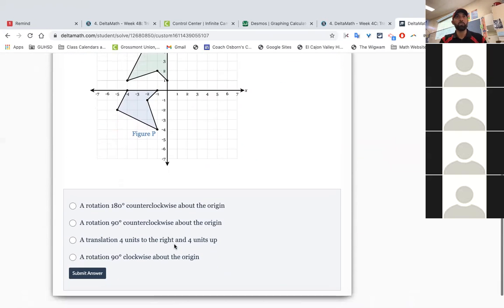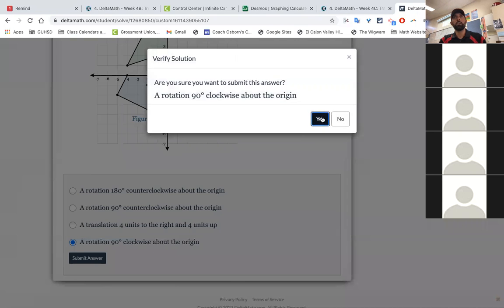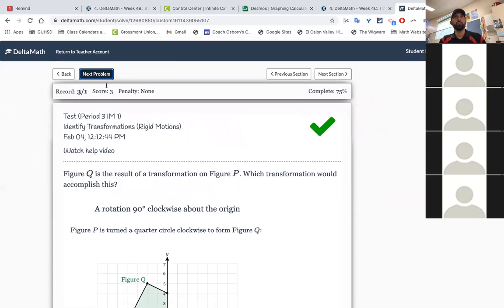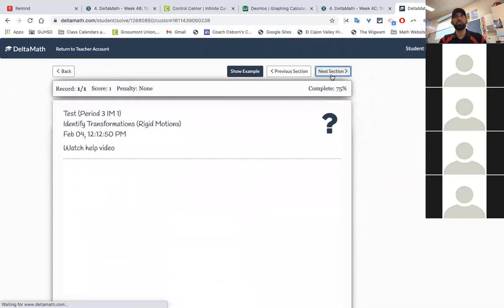Okay, so that means we should see 90 degrees clockwise, not counterclockwise, we want clockwise. Okay? All right. So what's this one? G to H, so that's the same thing. Let's go to the next section.